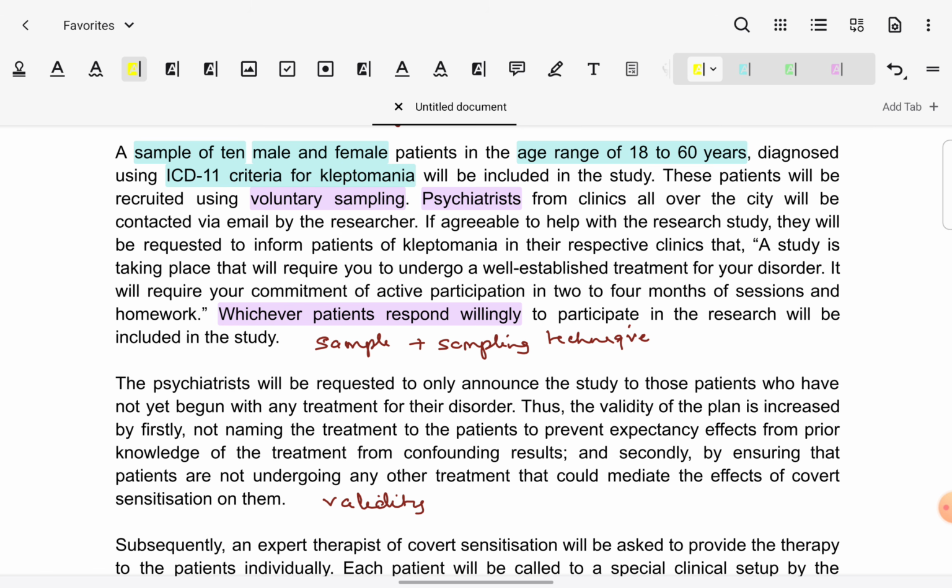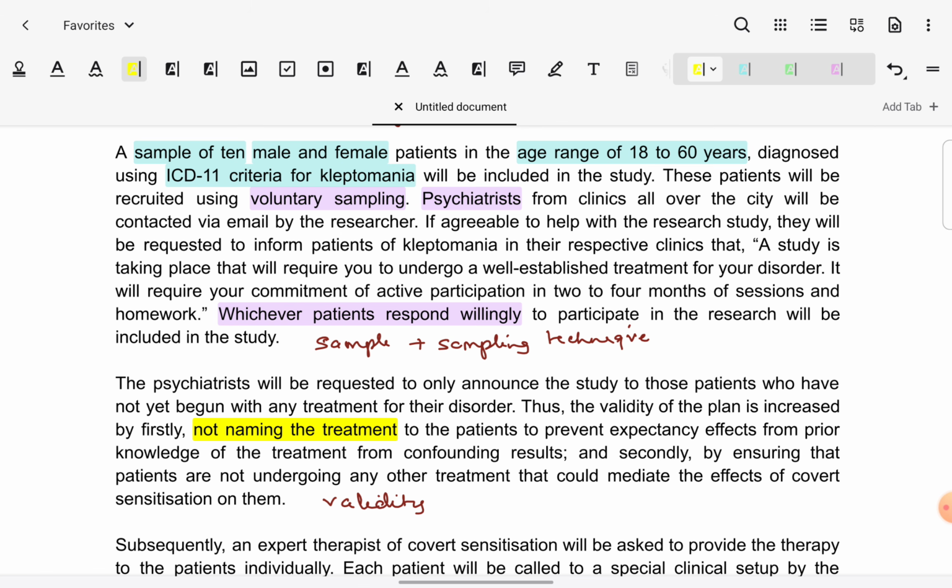And how is it proving to be a strength in your study? That is the approach you have to take. So for example, in my plan, I have mentioned that what is increasing validity is not telling patients which treatment they have to undergo. In the previous paragraph, when I said that psychiatrists will contact the patients for the study, I mentioned that they will not tell them which treatment they are undergoing.